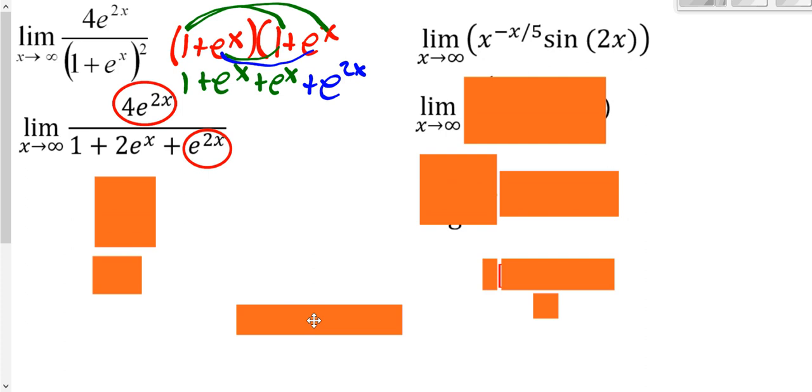And then you want to do biggest power on top, which there is only one power, over biggest power in the bottom, which would be this last thing right here. So you look at that, well, e to the 2x over e to the 2x cancels, so it's just 4.